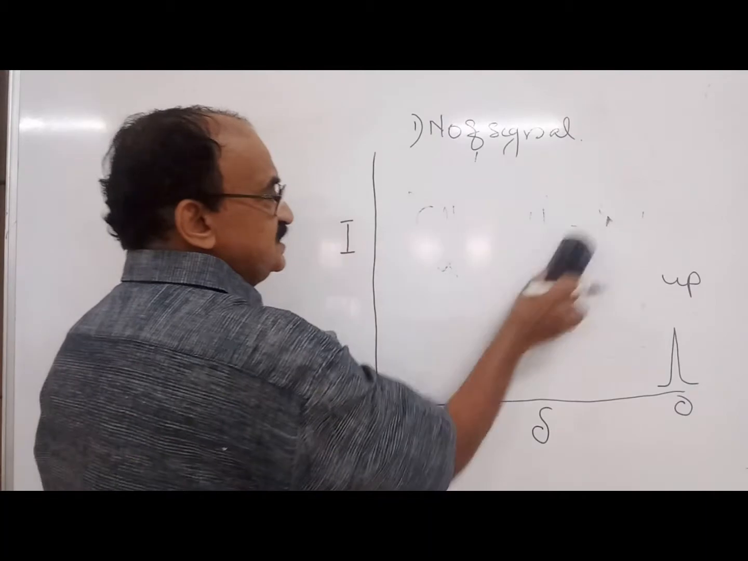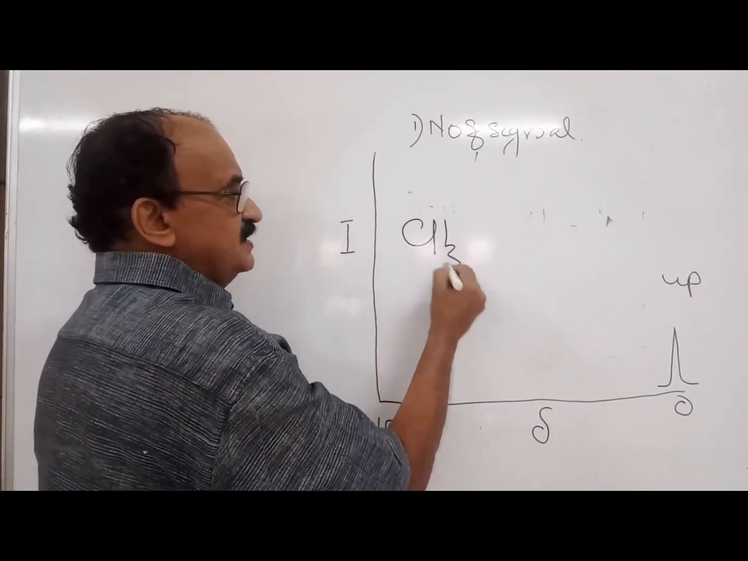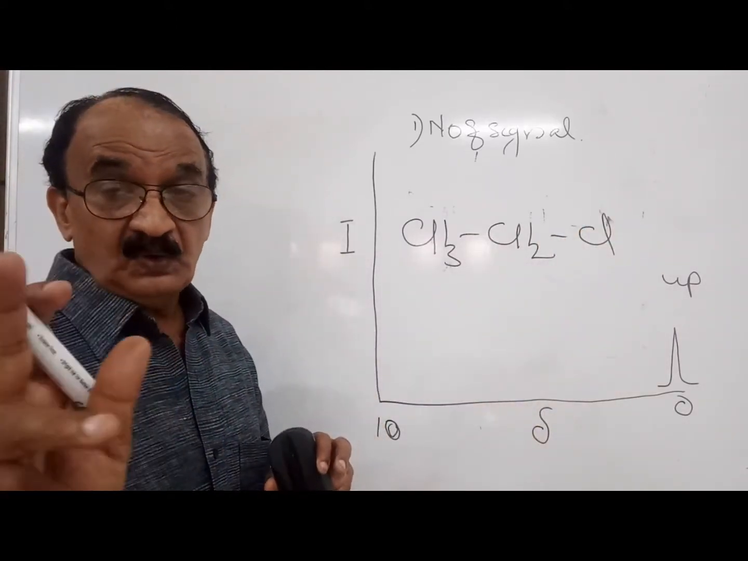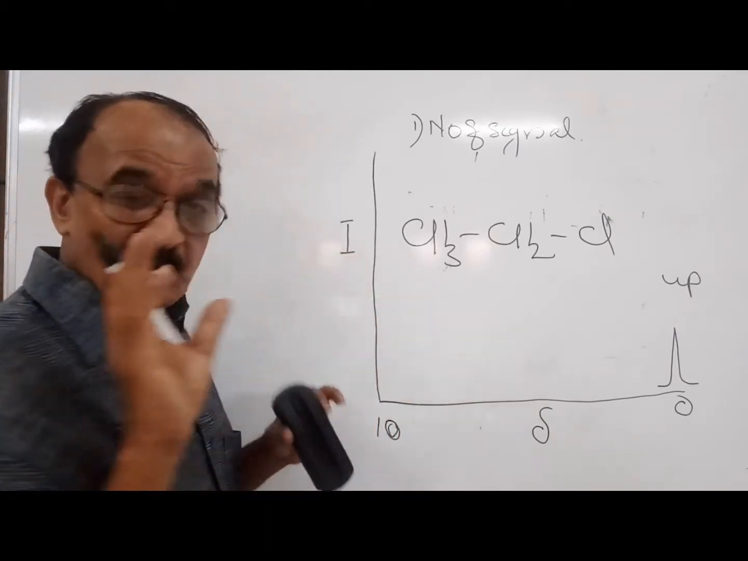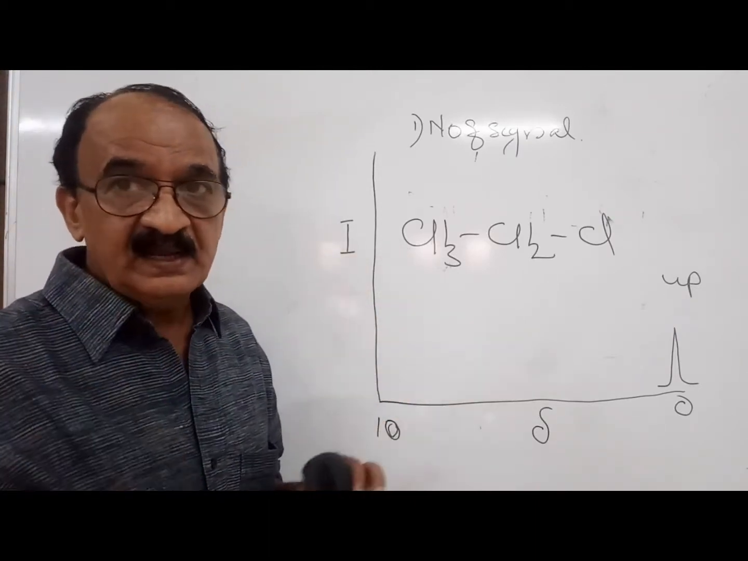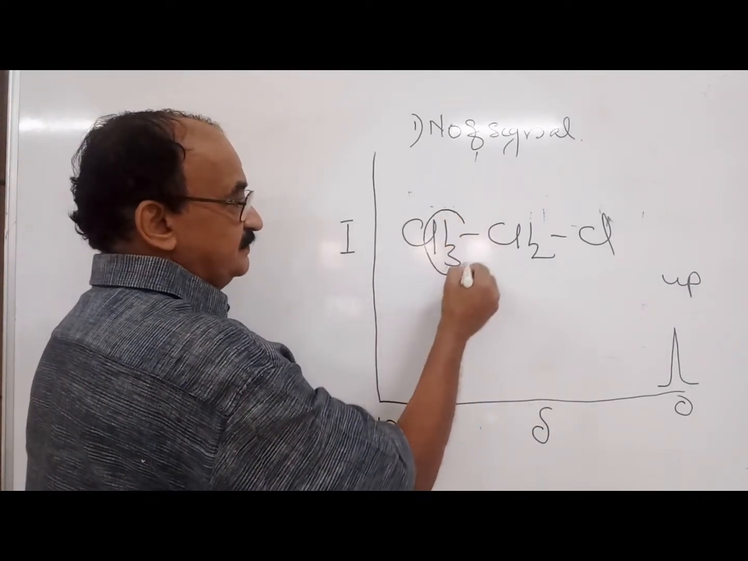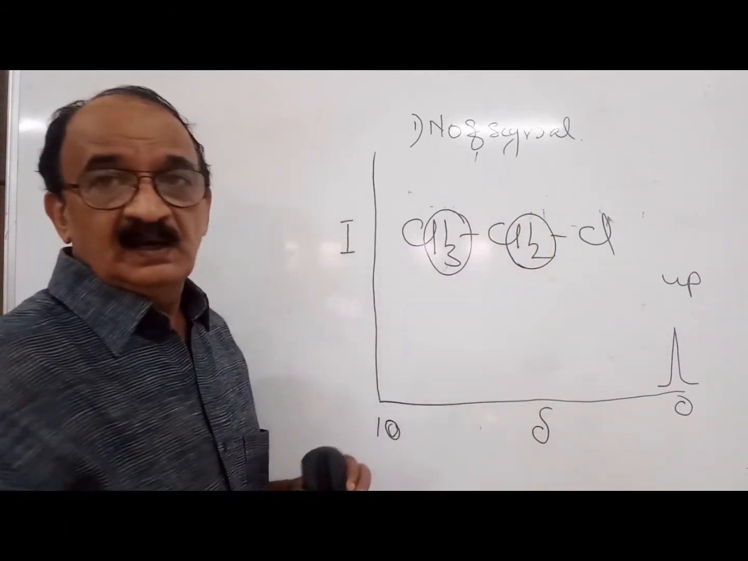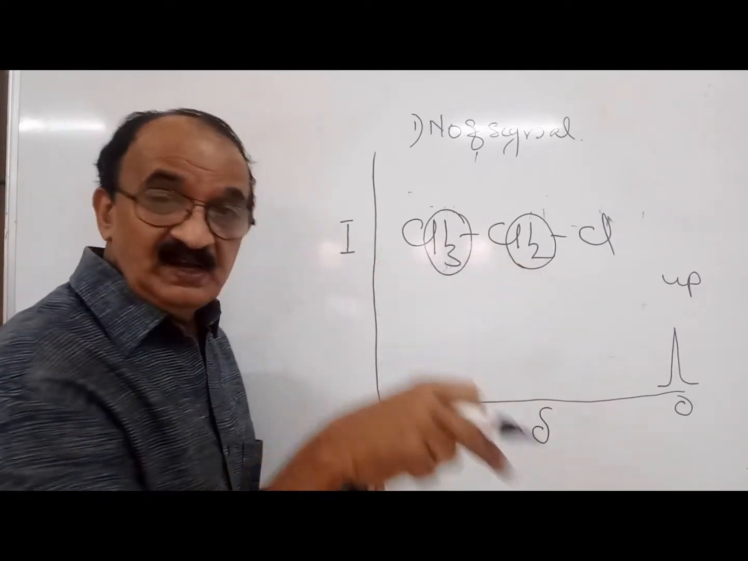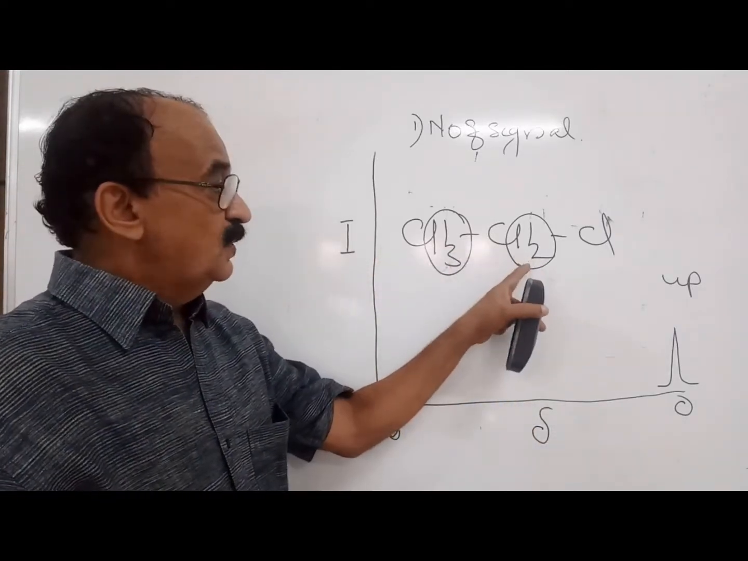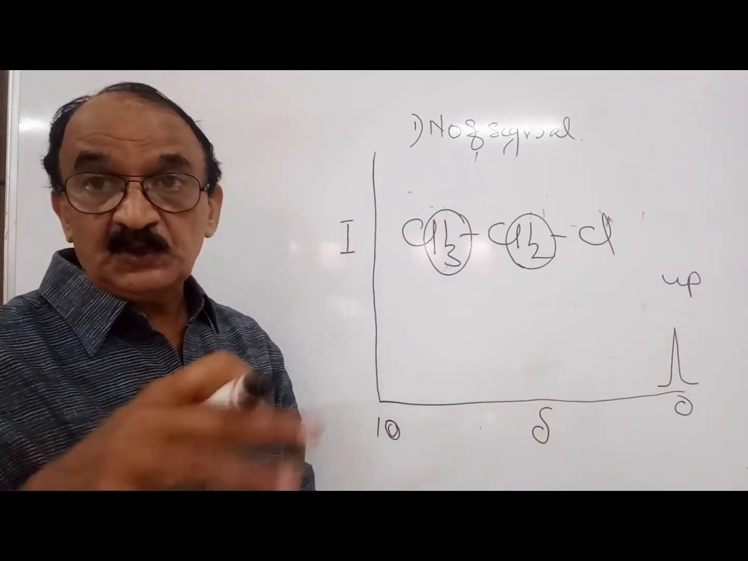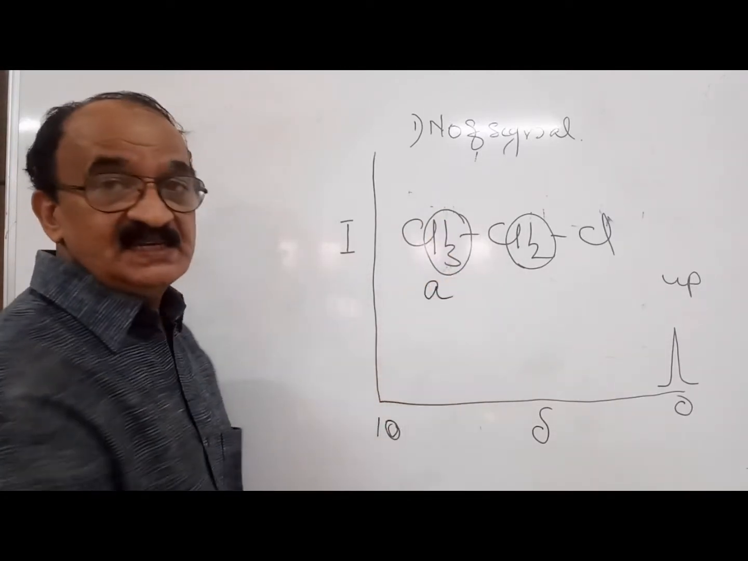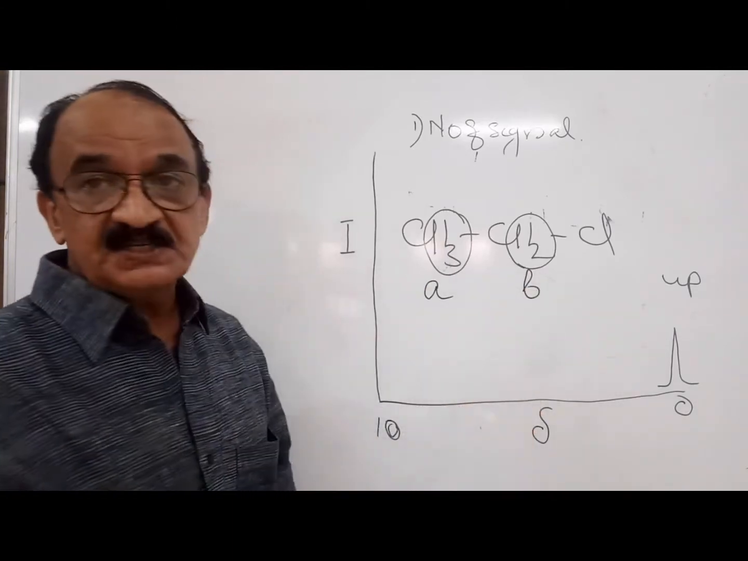Right. Now consider CH3-CH2-Cl. You consider only the protons, not the carbon, not the halogens, because we are discussing PMR, proton magnetic resonance. The 3 protons are alike. These 2 protons are alike. The environment of these 2 protons is different from the environment of the 3 protons because the 2 protons are nearer to the electron-withdrawing chlorine. The electron environment is somewhat different. So the 3 protons under similar chemical environment become the A set, and the 2 protons become the B set.